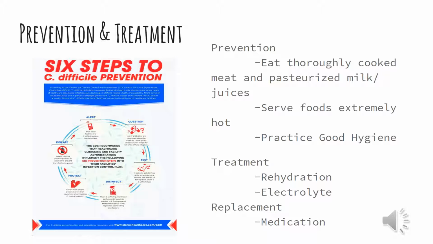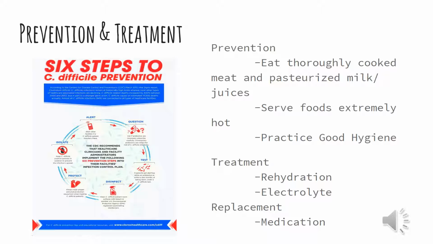Prevention and treatment. Prevention: eat thoroughly cooked meats, pasteurized milk, and juices. Also, when serving foods, make sure that they're extremely hot or well cooked. Again, practice good hygiene, as in wash your hands every time. Keep your cooking areas clean, your living areas clean.